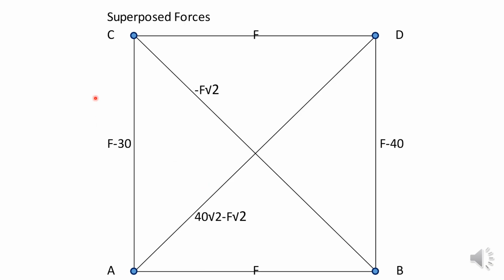And then we superpose the last two slides, the transmitted forces to the supports and the Stroop forces. So you have F and F at the top and bottom, F minus 30 on this side, F minus 40, minus F root 2 on this diagonal, and 40 root 2 minus F root 2 on this diagonal.